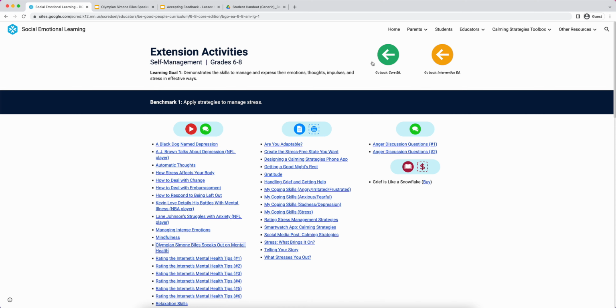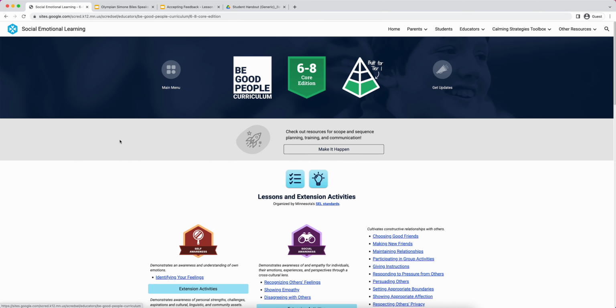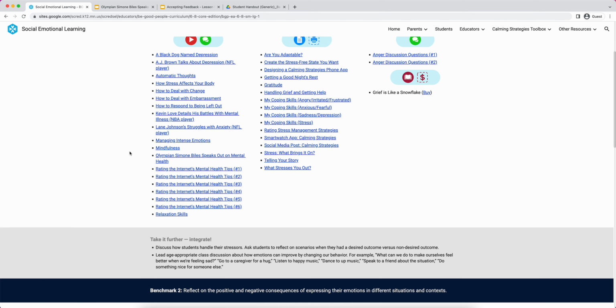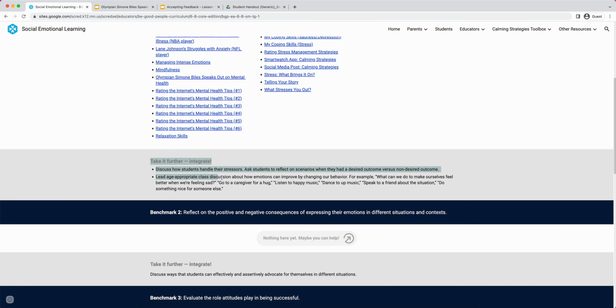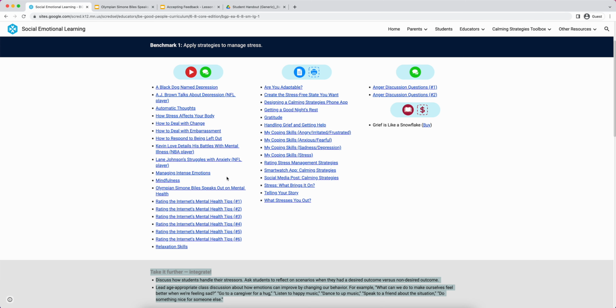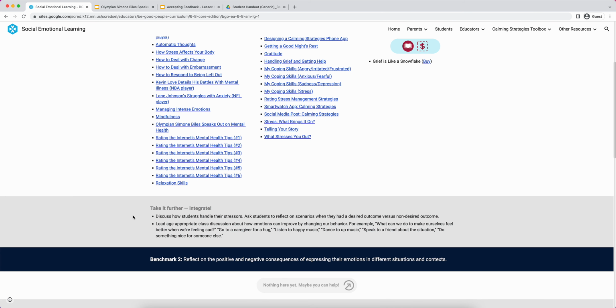And then finally, we scroll down. Well, I missed one thing, apologize. These Take It Further integrations. So these activities, like I said, are still really for advisory or wherever it fits in your master schedule, but it's probably going to be advisory. But we know that SEL happens all day. Social emotional learning happens all day.